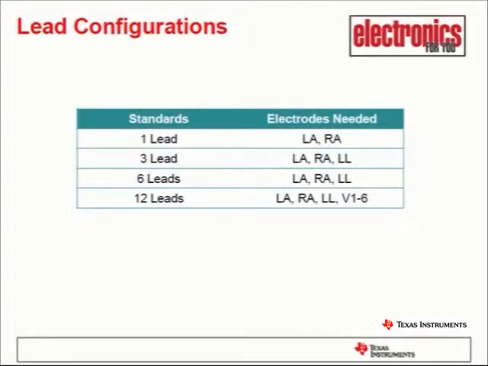What are the different ECG standards? Okay, so as we learned, leads are the voltage differences between the electrodes. Depending upon how many leads are computed, we can have different ECG standards. ECG standard could be 1 lead, 3 leads, 6 leads, or 12 leads. Each lead configuration will require a certain number of electrodes.